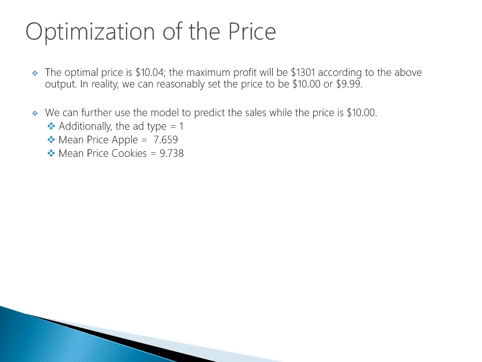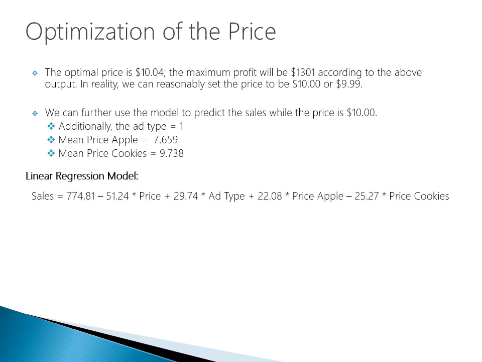We can further use the model to predict the sales when the price is at $10. So I'm going to use the same constraints that we had earlier. I'm going to say that the family caring ad campaign is the campaign that we're going to be using moving forward. I'm going to take the mean price of my apple juice, $7.66, and the mean price of my cookies, $9.74, and I'm going to plug it into our multiple linear regression model we had produced earlier.